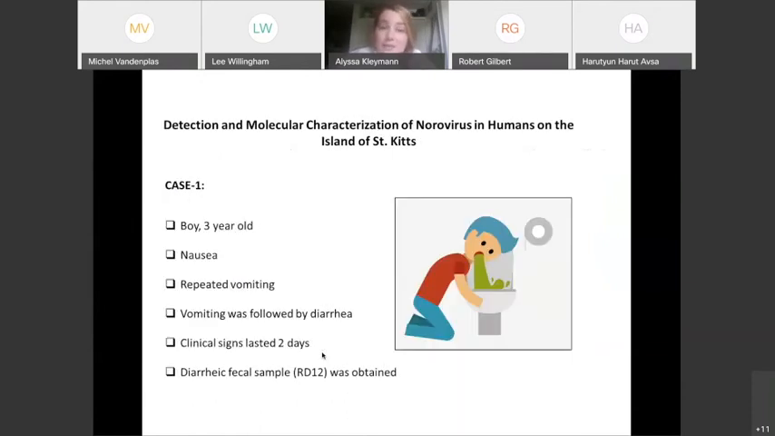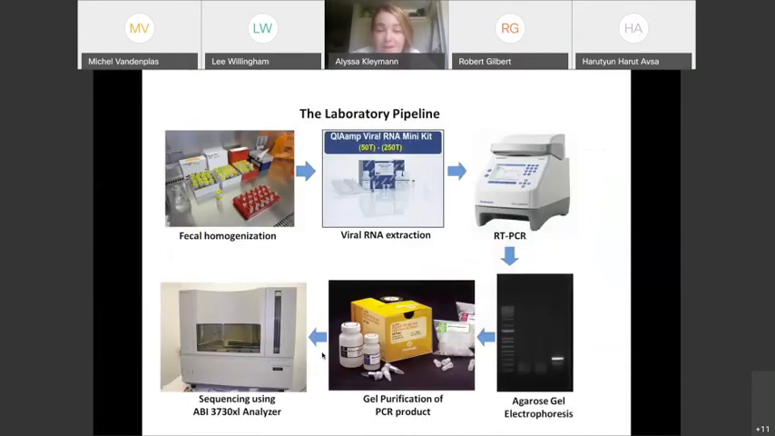So this brings me to case 1. It is that of a boy that presented with nausea, repetitive vomiting, and diarrhea. And we were able to collect a sample and we labeled it RD12. And that was a diarrhea fecal sample. Here is that schematic that we are all very familiar with.